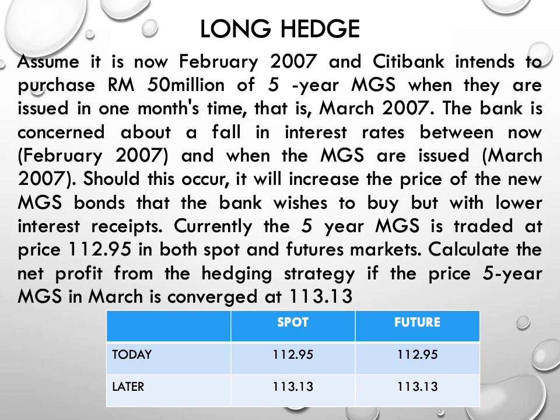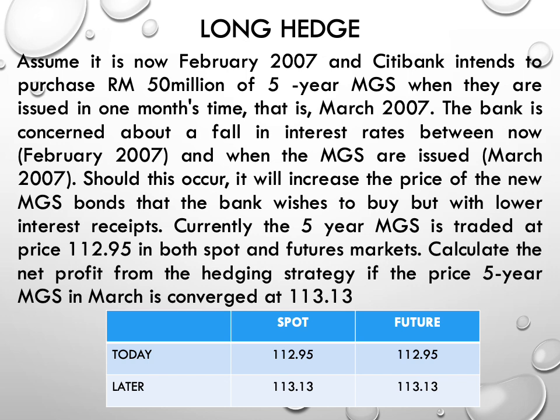When you read the question, first you need to identify what is your trading objective so that you can choose your hedging strategy. It is mentioned here that you intend to purchase 50 million of 5 years MGS. That means you're going to buy bond in the future, which is next month. So if you plan to buy bond, then you need to use long hedge strategy. That is the most important step in hedging strategy.